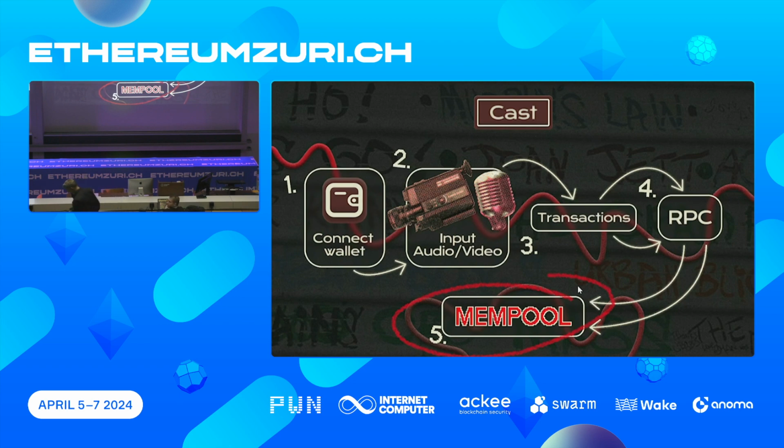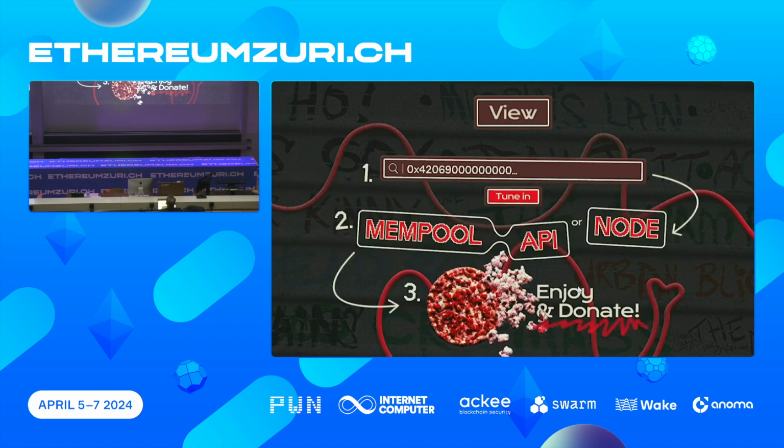How does this work? You can cast. You just need to connect your wallet using your private key and input audio or video. Then the transactions start going out through the RPC node, and then go to the mempool and are spread all across the blockchain infrastructure using the nodes. Viewing is very easy. You just put in the station address, tune in, and then you start consuming it directly from the mempool API or the node. Enjoy and donate.